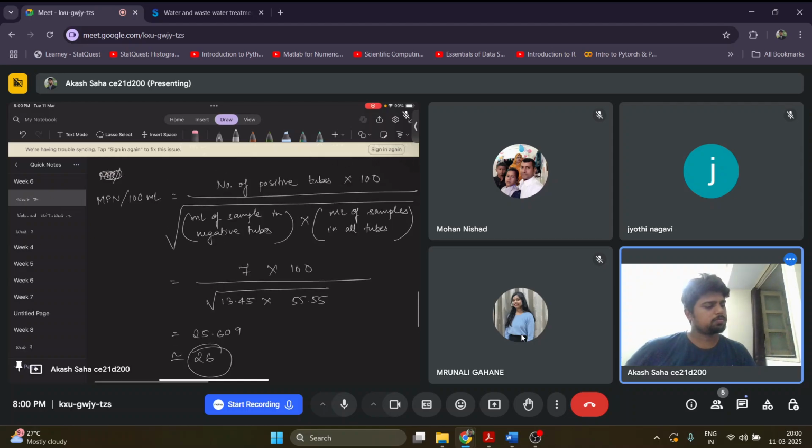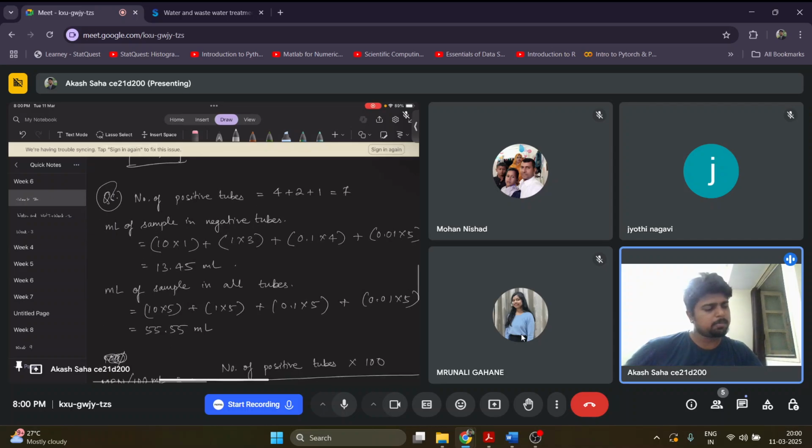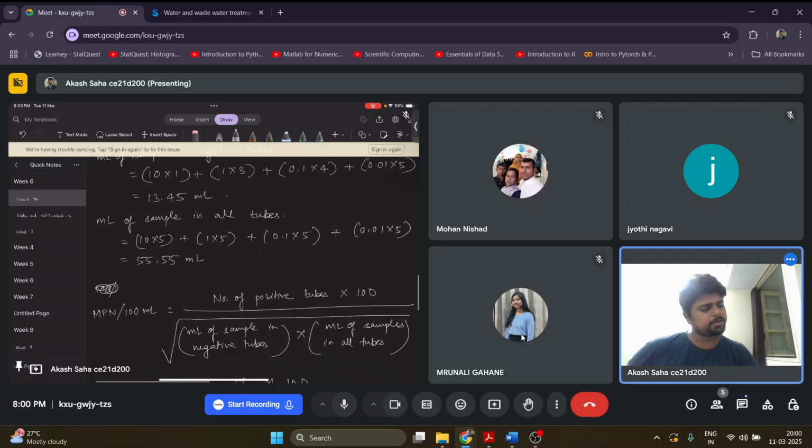I think this calculation is correct. You can cross check it. If there is any discrepancy, you can let me know. So that's how you have to do it. First, find out the number of positive tubes. Then the ml of sample in negative tubes. Then ml of sample in all the tubes. And then apply this formula, you'll get the answer.